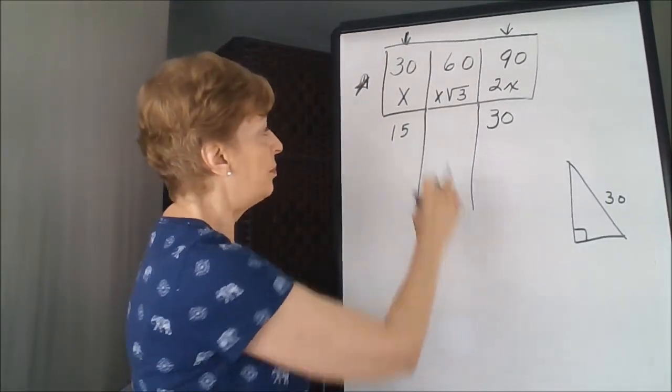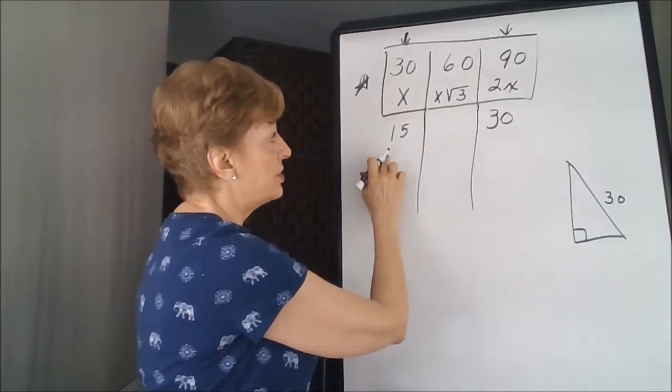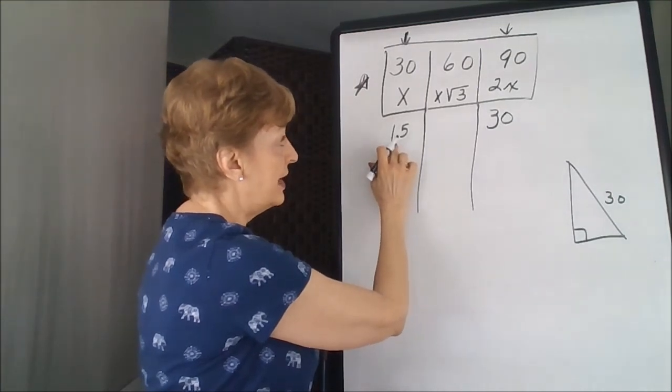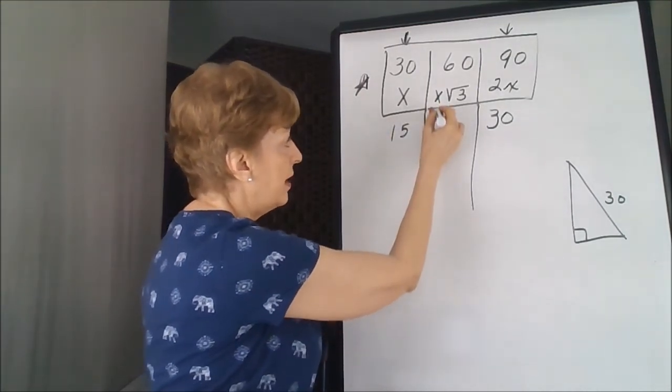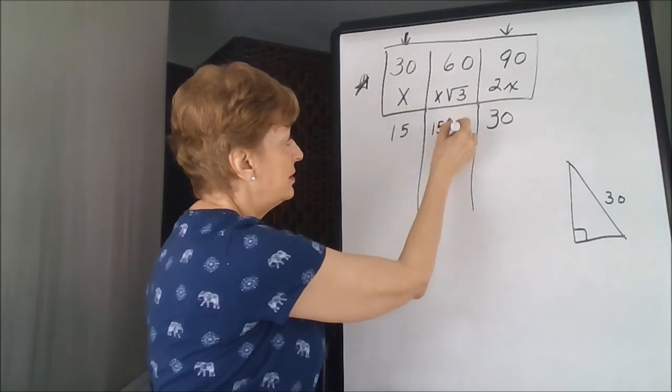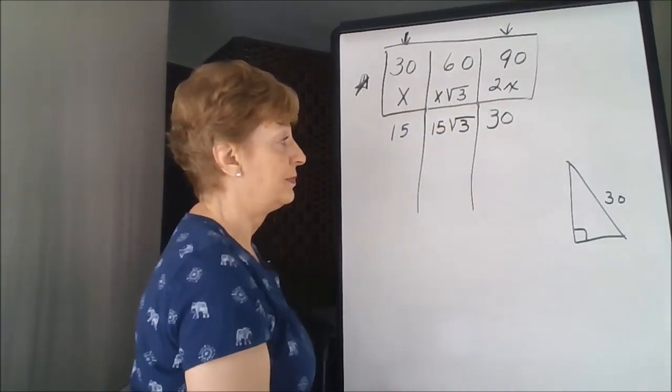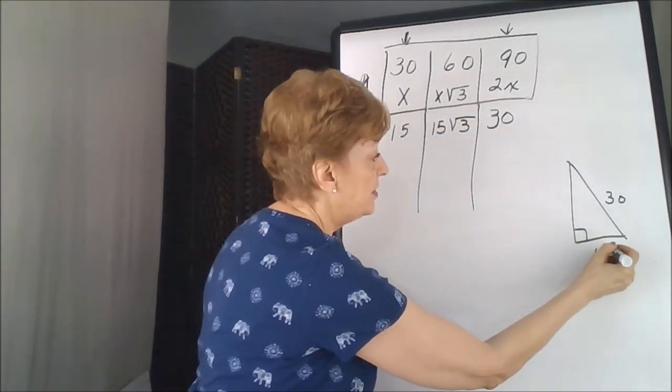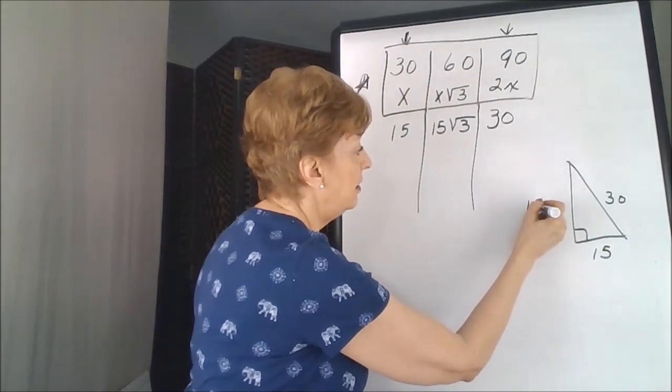You see why I want to pick off both of those first, because as soon as I get the x term, I can plug it right in here to this value. So we have 15, and we have 15 radical 3.